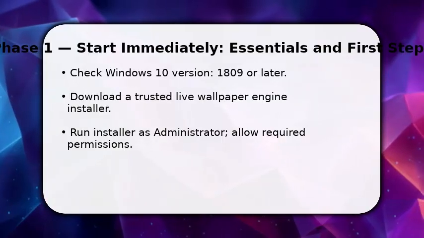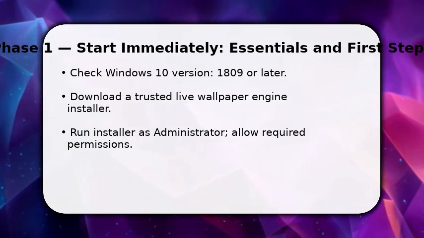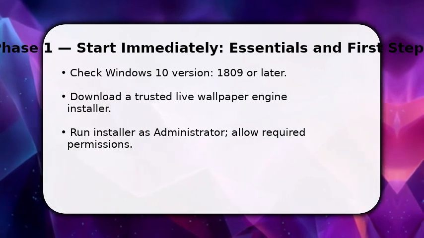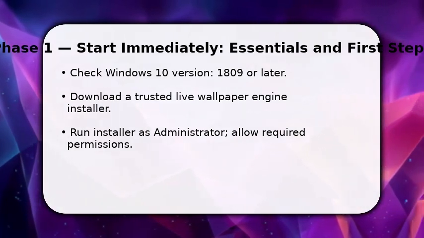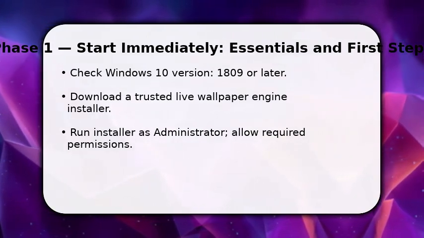You begin by confirming your Windows 10 build. Make sure it's 1809 or later, because many engines rely on updated graphics APIs. Once confirmed, download a reputable live wallpaper engine. Use the store or vendor app to avoid malware.